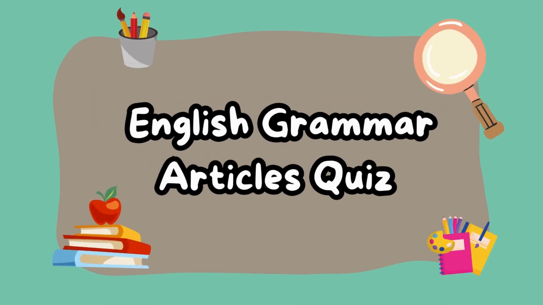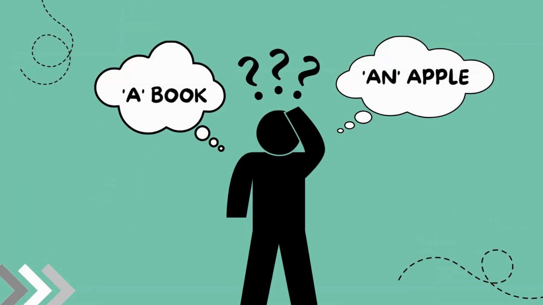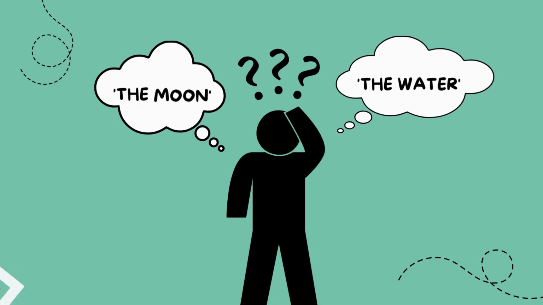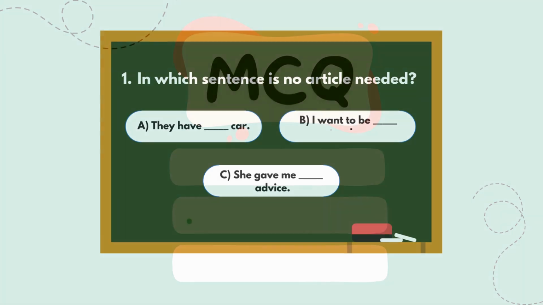In today's video, we'll dive into one of the building blocks of English, articles. We use articles every day, but knowing how and when to use them can be tricky. Should it be a book or an apple? Why do we say the moon but not the water? Let's break it down through MCQ questions.